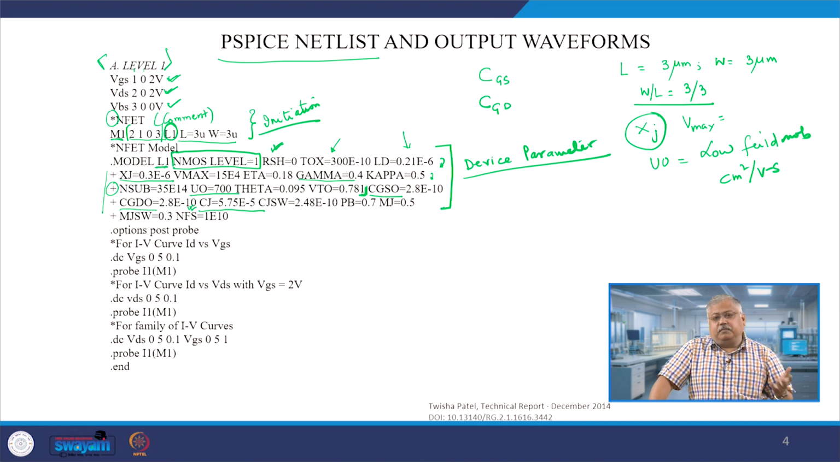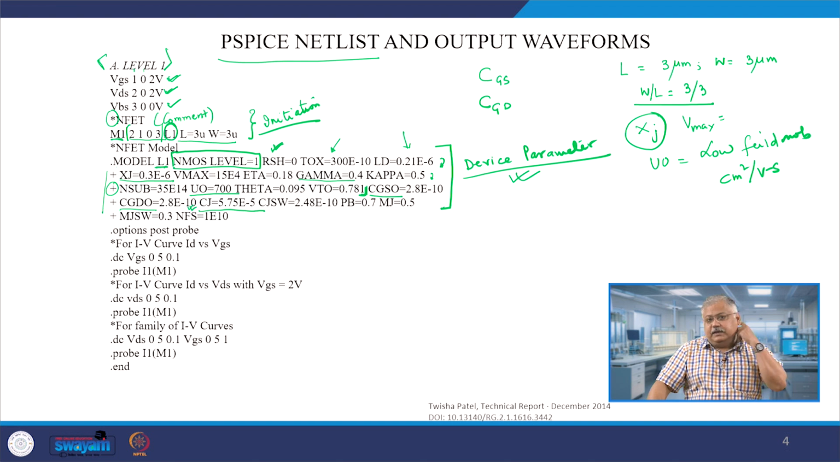The details of the parameters you can get in all the books, and you can have a look at the meaning of individual parameters. These parameters are inbuilt within the SPICE model, and you generally do not change them because these are empirically derived device parameters which are available. Let us look into the output part of it.